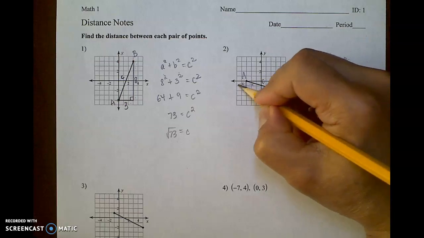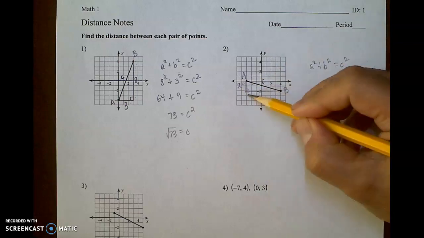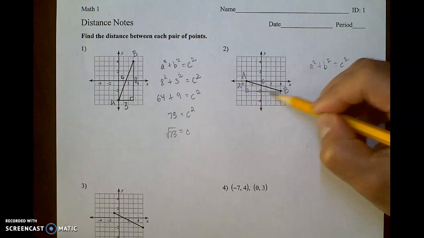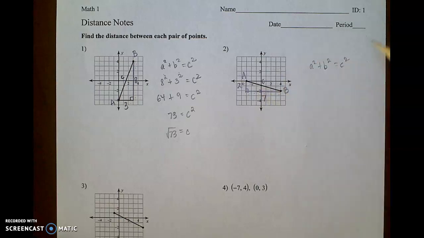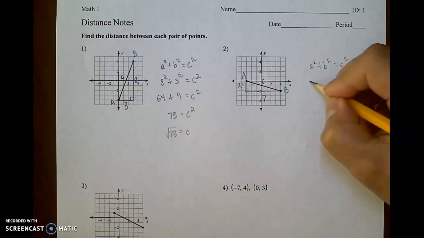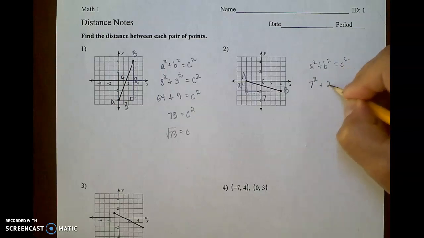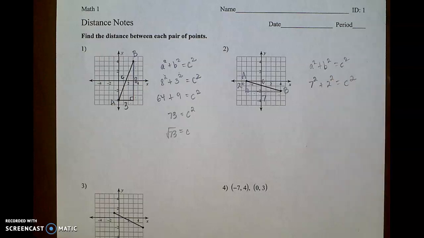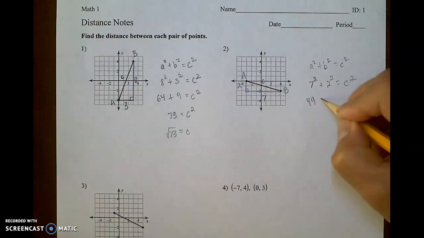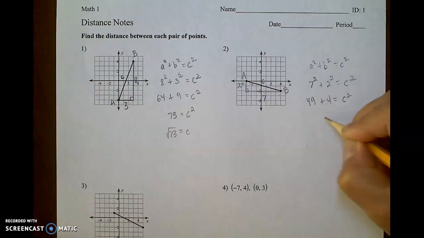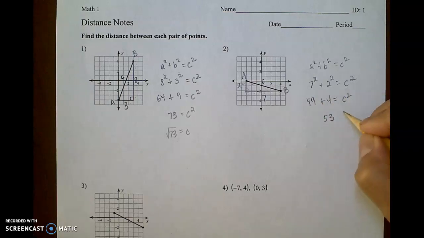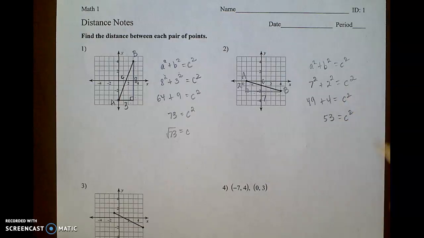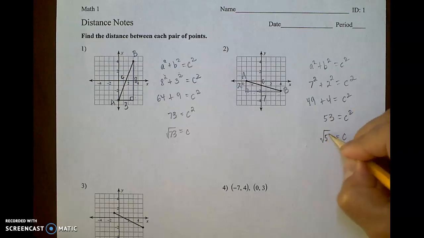This side has a length of 2. This side, 1, 2, 3, 4, 5, 6, 7, has a length of 7. So we plug those right into our formula. That's 7 squared plus 2 squared equals c squared. And using our calculator, we end up with c is equal to the square root of 53.